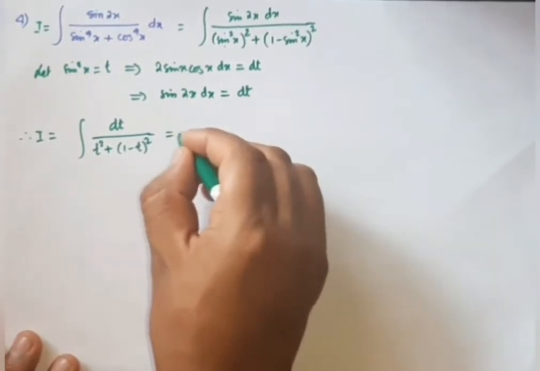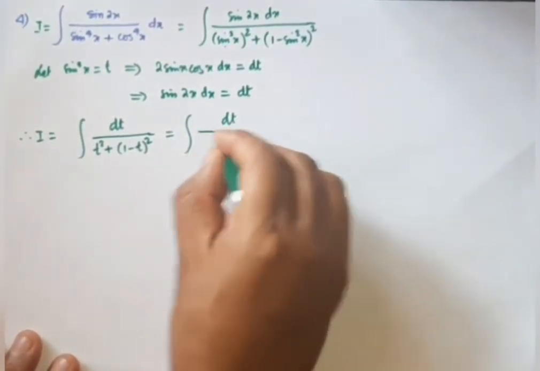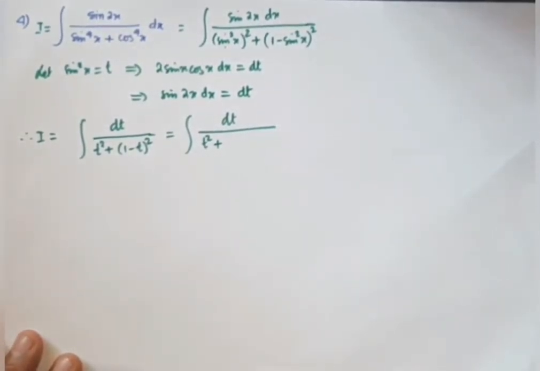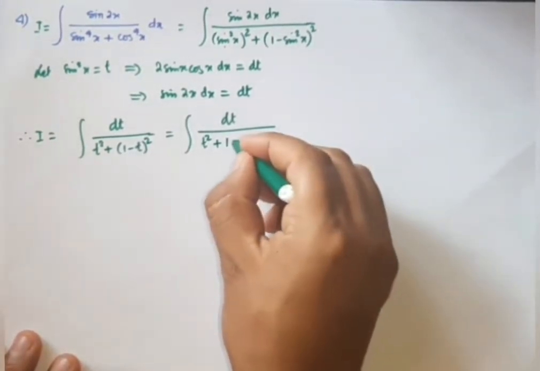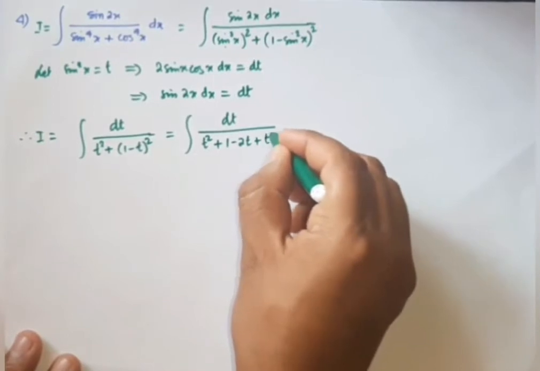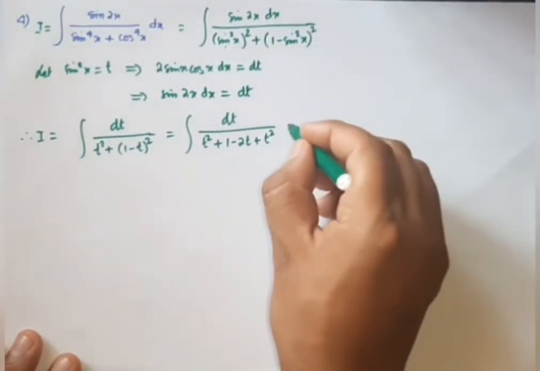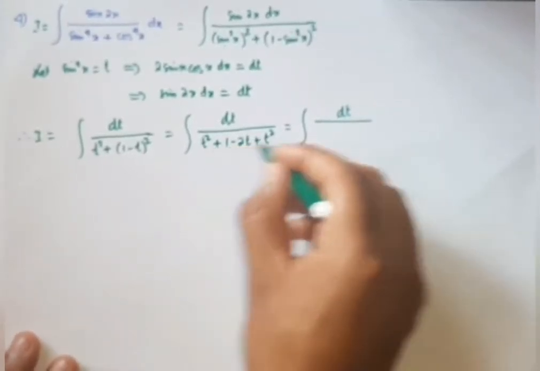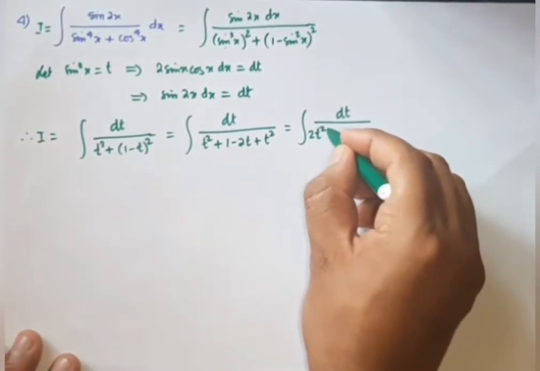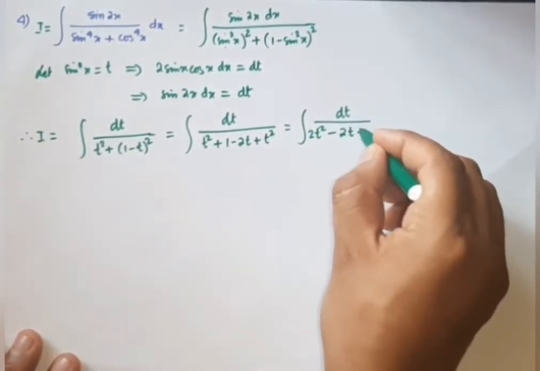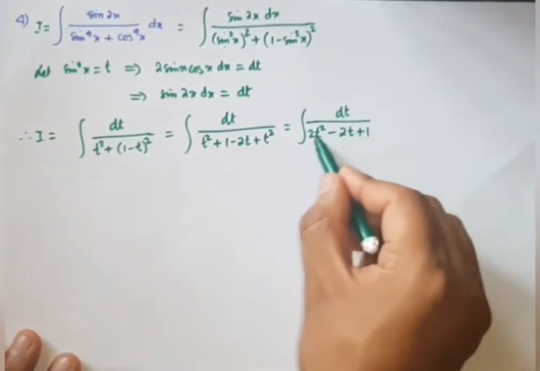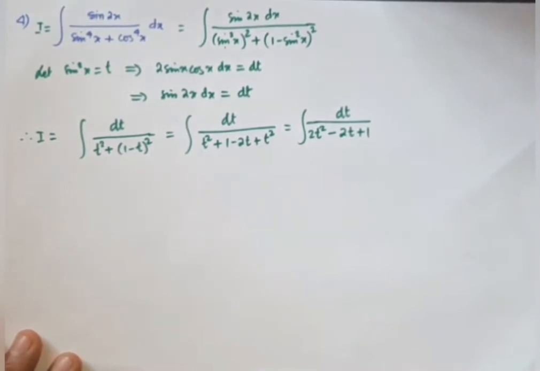Fine. Okay, so let us open the bracket. So t square is kept as it is. So this is 1 minus t whole square, which is a minus b whole square. So if I put the a minus b whole square formula here, then I'll get 1 minus 2t plus t square. Now if I simplify this further, then this will be equal to integral dt by t square plus t square is 2t square minus 2t plus 1. Now our next job is to express this as a sum or difference of two perfect squares.